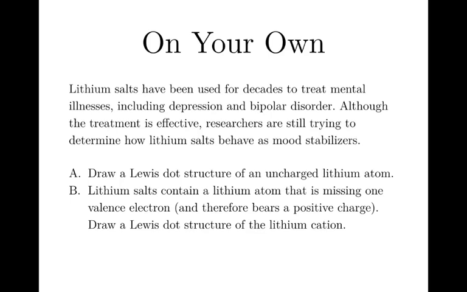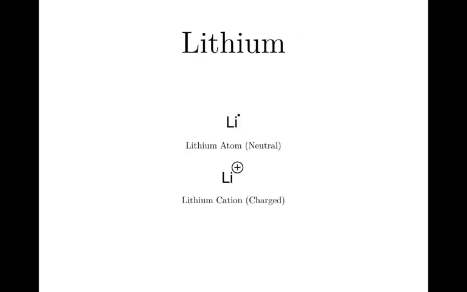So once you've finished, here are the answers. As you see, lithium is in group 1A of the periodic table. Therefore, it has 1 valence electron, as shown on the top. And if an electron is removed from the lithium atom, it will have 0 valence electrons and will have a +1 formal charge.